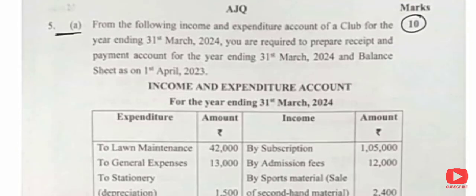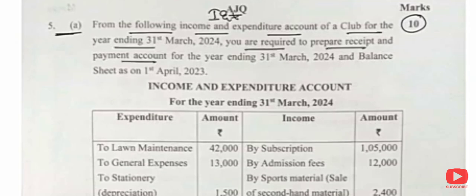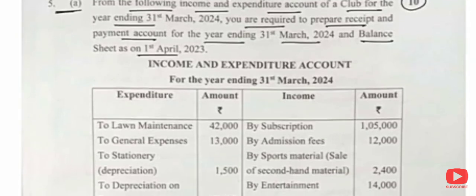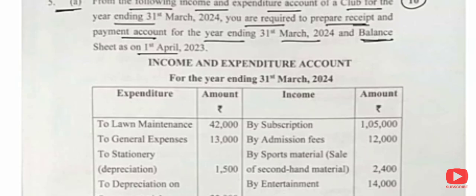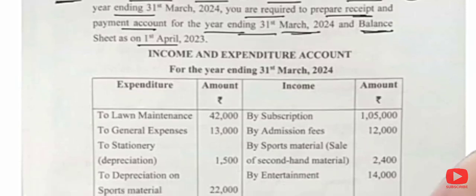10-mark question 5A. From the following income and expenditure account, what are they given? The income and expenditure account is given for the year ending. You are required to prepare the receipt and payment account for the year ending 31st March 2024 and the balance sheet on 1st April 2023. Balance sheet as on 1st April 2023 they have asked, the opening balance sheet, not the closing balance sheet.